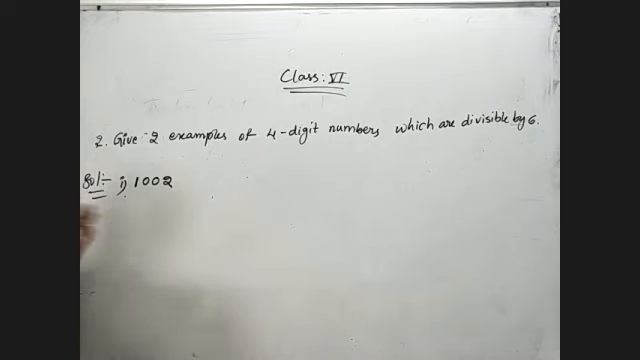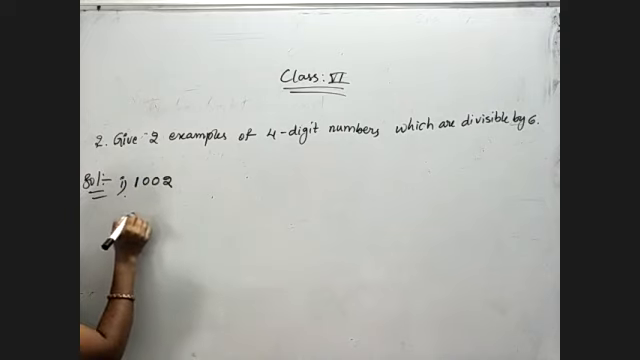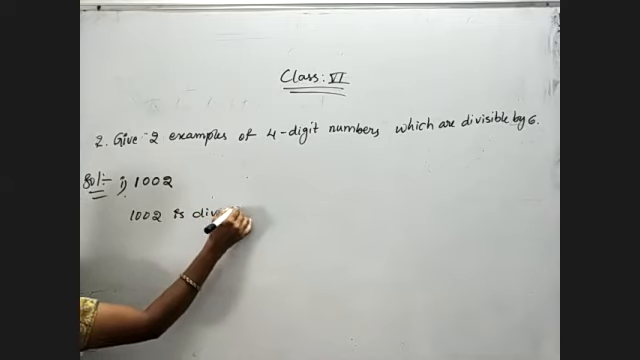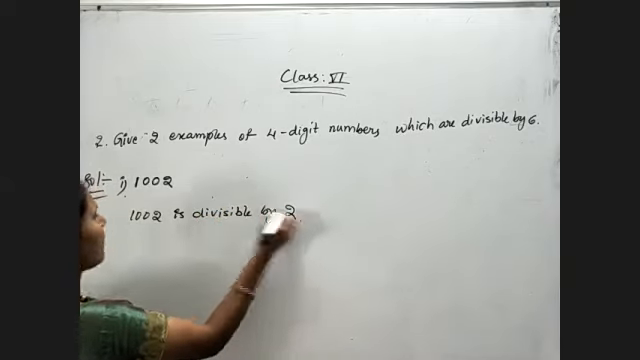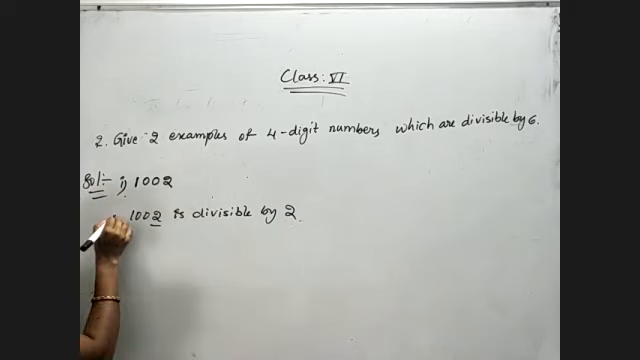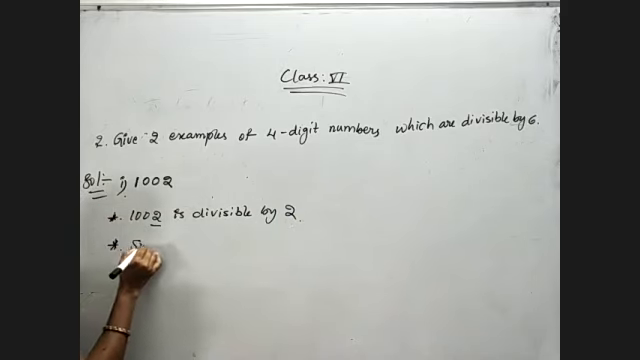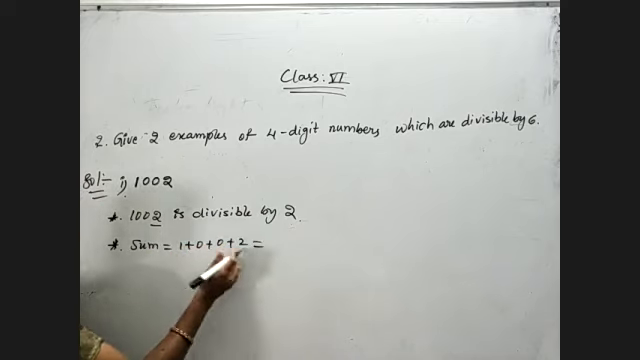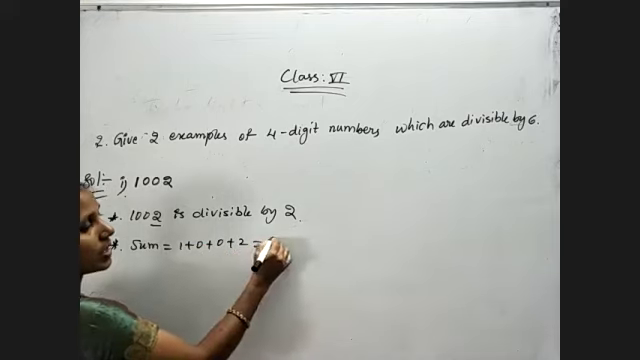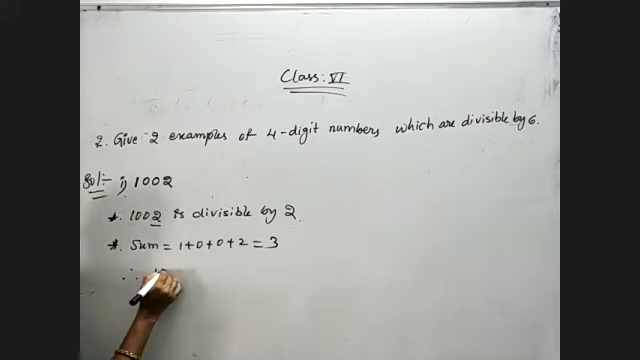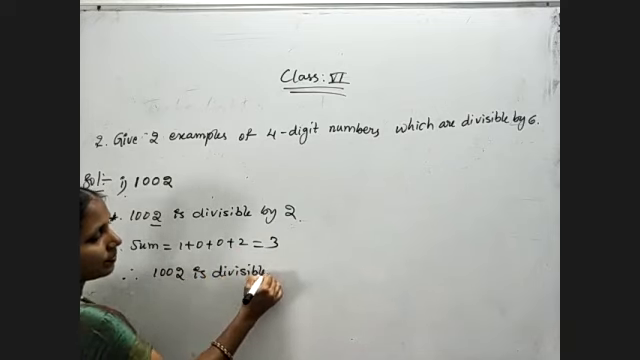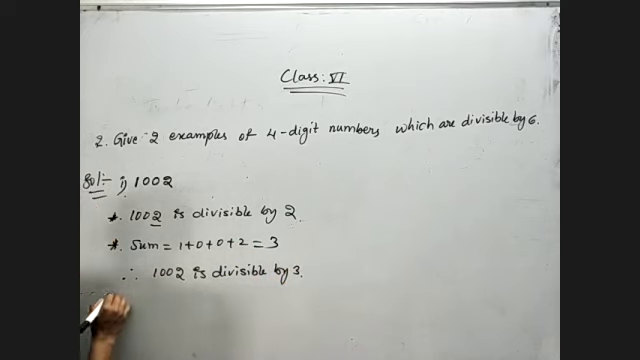Take any number. Now observe here. 1002 is divisible by 2 because it has 2 in its unit place. And the next condition, the sum of the digits is equal to 1 plus 0 plus 0 plus 2. That is nothing but 1 plus 2, 3. 3 plus 0, 0, 3 only. So that is 3. Therefore, 1002 is divisible by 3. Because it is divisible by 2 and 3, 1002 is divisible by 6.